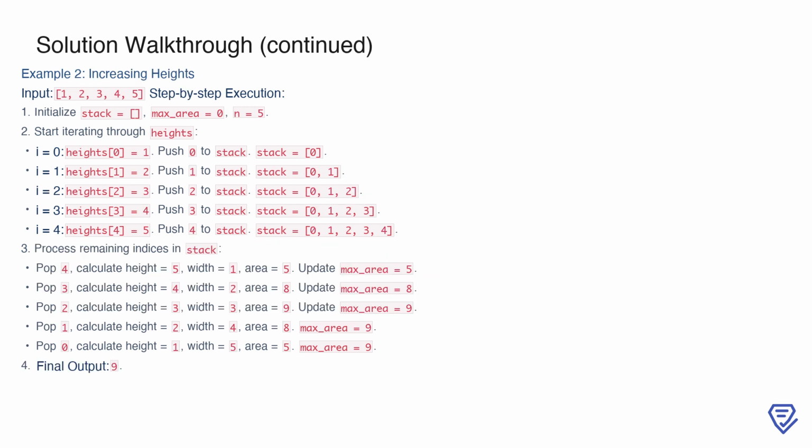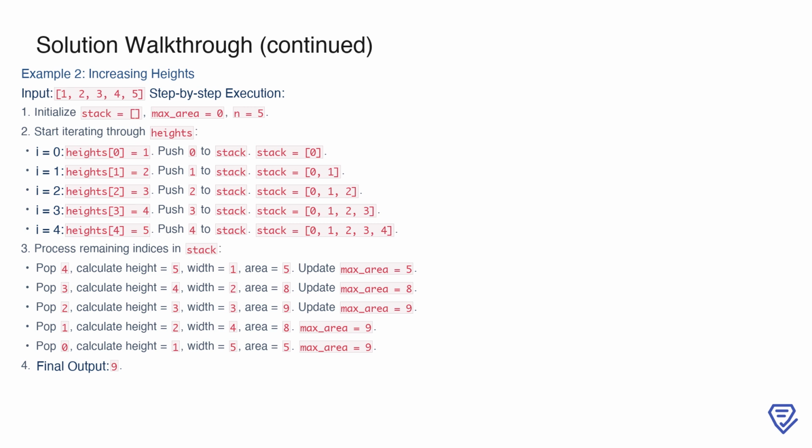Now let's analyze a case with increasing heights, where the input is 1, 2, 3, 4, 5. Starting with an empty stack and max_area set to 0, we iterate through the array. At index 0, the height is 1, so we push index 0 onto the stack.